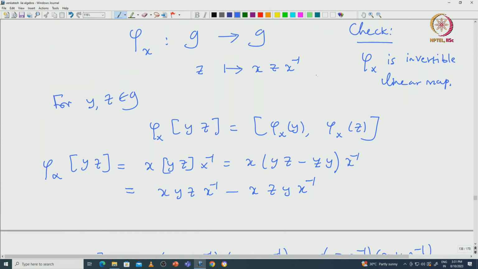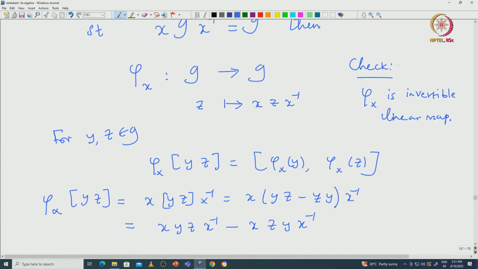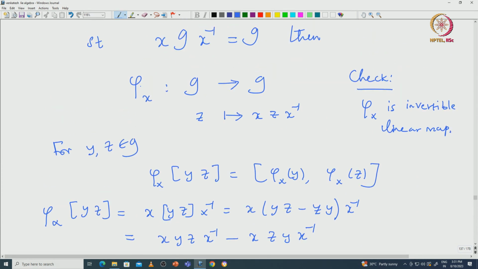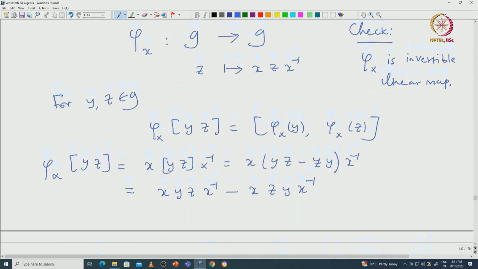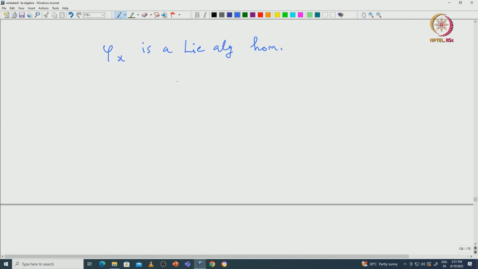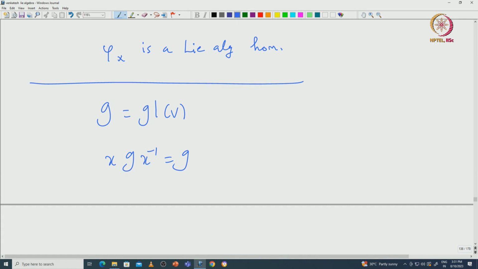Since it is given by conjugation, it is an invertible linear map, that is easy to check. So, that indeed produces an automorphism on g. This is a very important way to produce automorphisms on g. There are many interesting automorphisms on g that come from this conjugation. For example, if we start with g equal to GL(V), then obviously the condition that x g x inverse equal to g is satisfied.